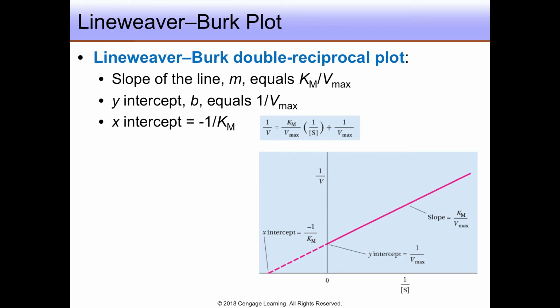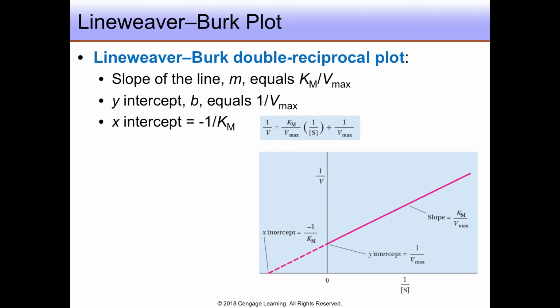It crosses the y-axis at a point equal to the inverse of Vmax, and the slope has the value of Km over Vmax. Notice that if we set y equal to 0, we get the x-intercept, which is negative 1 over Km. Now we have a more accurate way of determining our Km and Vmax values.